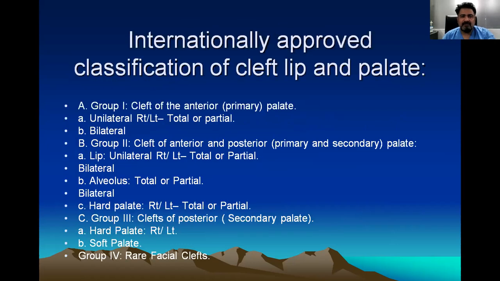The internationally approved classification of cleft lip and palate says that group 1 is cleft of the anterior primary palate, anterior meaning anterior to the incisive foramen. Then unilateral, left or right, total or partial cleft. Bilateral is anterior or posterior. Then alveolus, total or partial. Hard palate, total or partial. Group 3 is the cleft of the posterior secondary palate, hard palate and soft palate. And group 4 is rare facial clefts, which may extend to the orbit also.